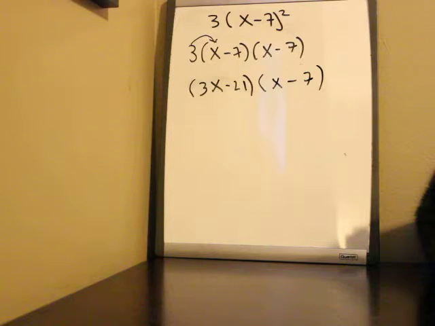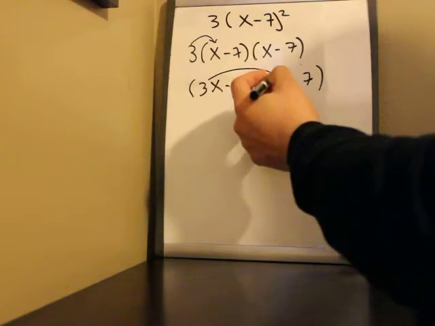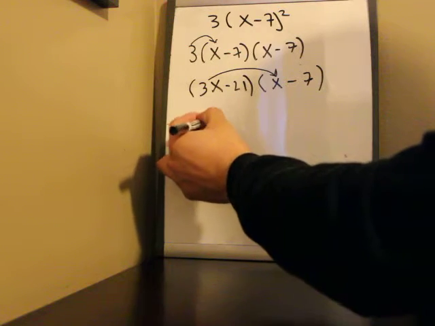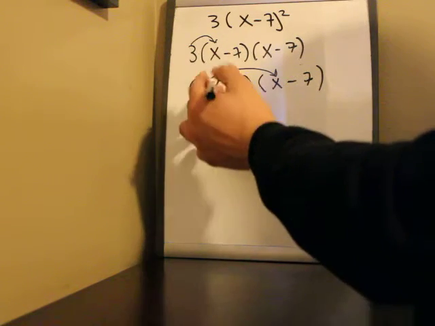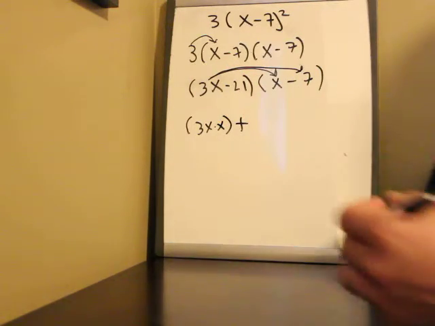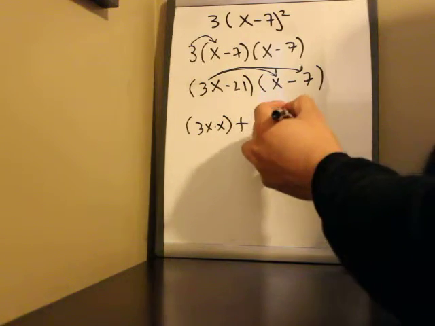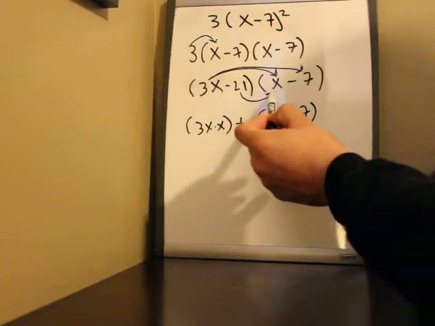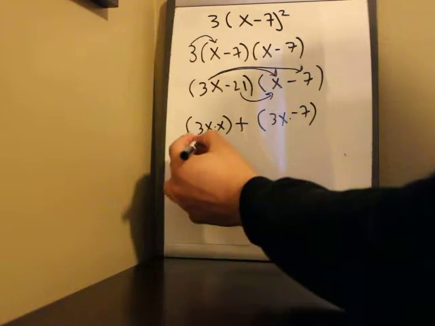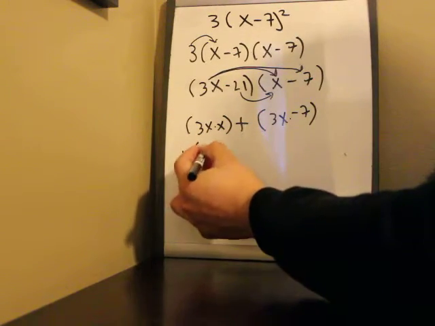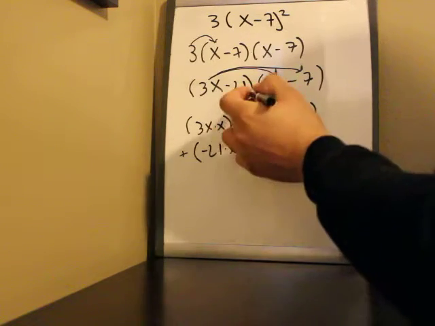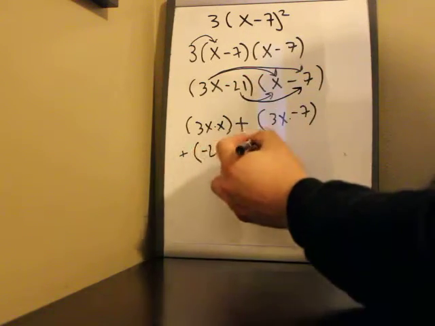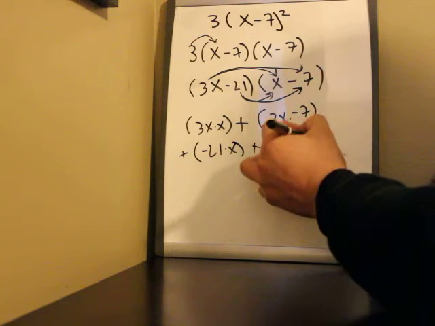Anyways, now we're going to multiply by this polynomial right here, which is x minus 7. So that's the first step that we have to do. Now we just multiply this like we've done in the past, okay? We're going to get parentheses 3x times x plus parentheses 3x times negative 7. Then we're going to go here and get plus negative 21 times x. And then we take the negative 21 and distribute it with the 7 and do plus negative 21 times negative 7.